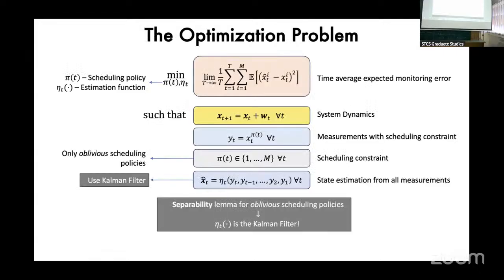Okay. So Q is known? Yeah, Q is known. We assume that you know the correlation structure.